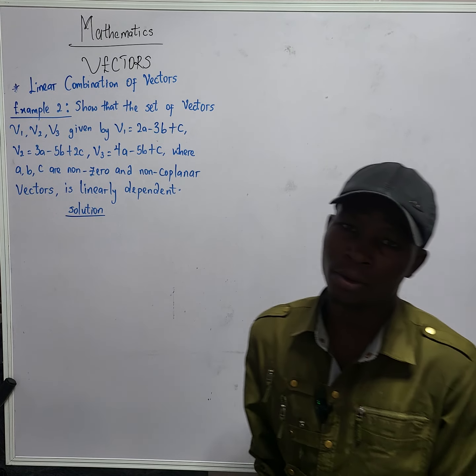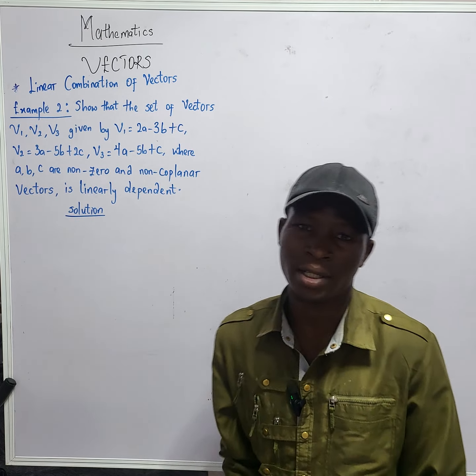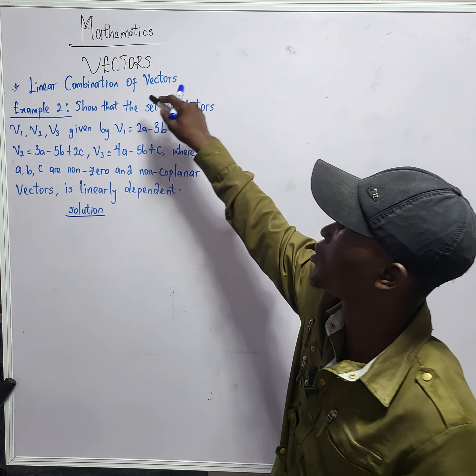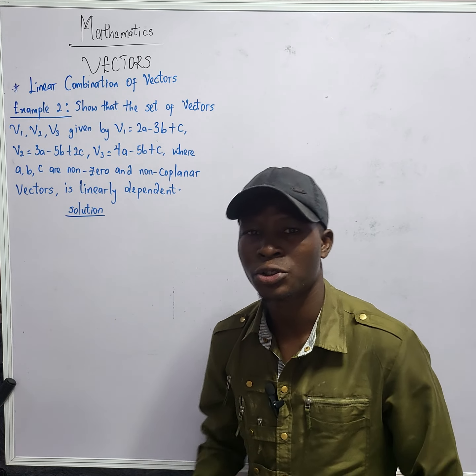So we are still on vector. This is the second example, example 2, under linear combination of vectors.